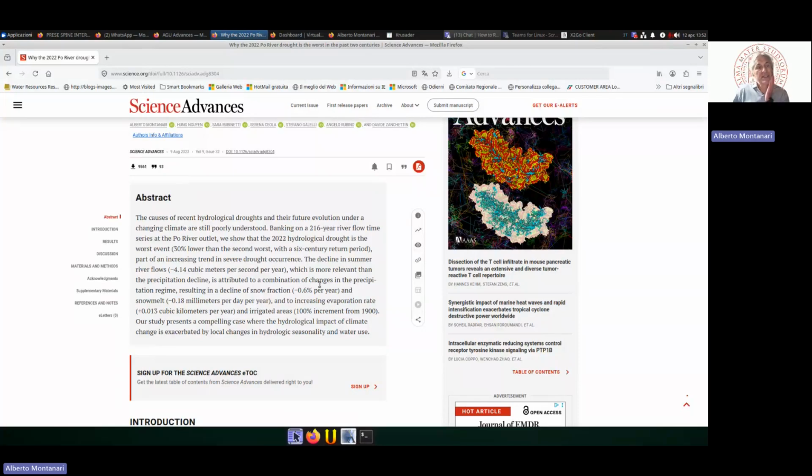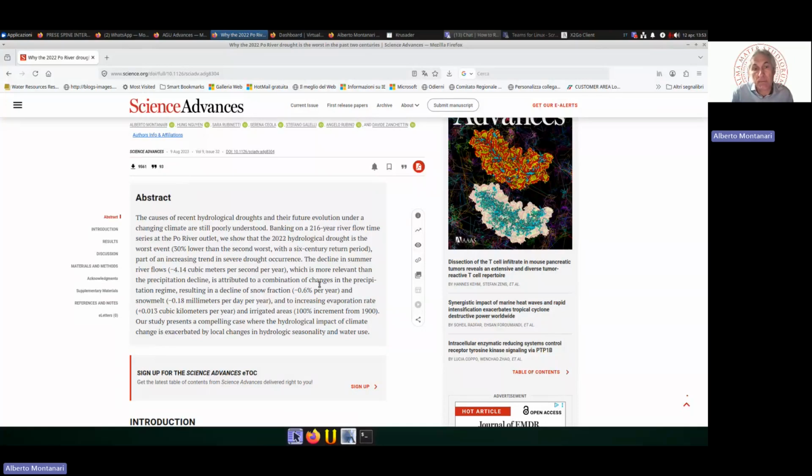So let's read this abstract all together, so we understand if indeed it reports what I'm looking for. The causes of recent hydrological droughts and their future evolution under a changing climate are still poorly understood. This is the motivation, the background. So there is a research gap. The research gap is that the causes of recent droughts and their future evolution under a changing climate are still poorly understood. Fine. Just one sentence, very short, the background is provided.